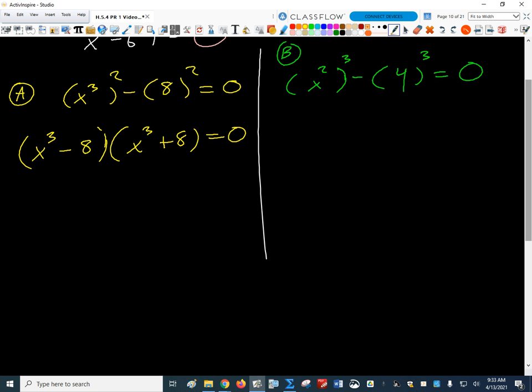We could just think of this as being a 2 cubed, and a 2 cubed. And so then this one's going to split up using our difference of cubes pattern. I get a cubed minus b cubed is a minus b times a squared plus ab.